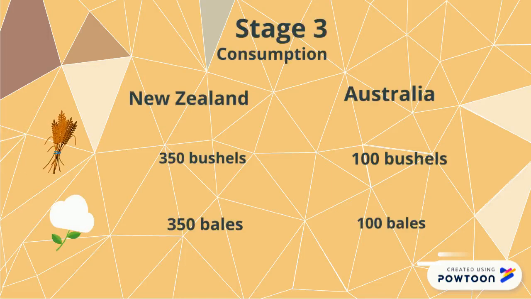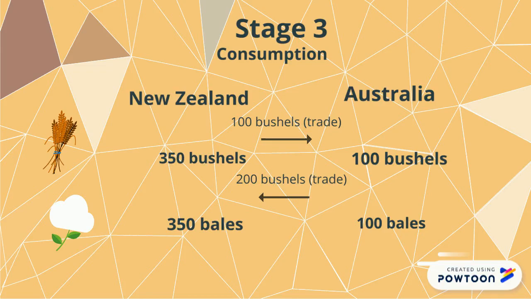In stage 3, if both countries prefer equal consumption of both goods, New Zealand will trade 100 bushels of wheat for 200 bales of cotton to Australia. New Zealand can now have 350 units of both goods, that were 300 units earlier. Australia now has 100 units of both goods, that was only 75 earlier.